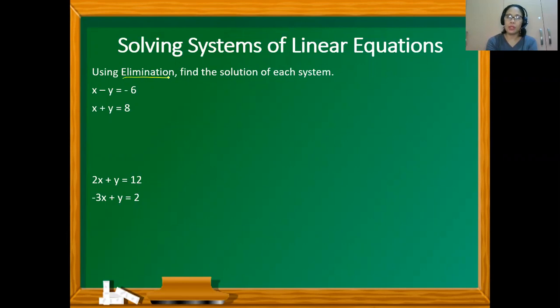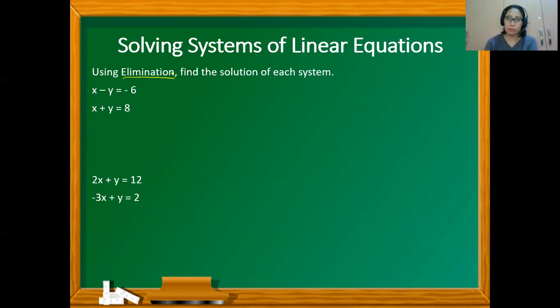When we say elimination method, our goal is to eliminate one variable and come up with an equation with one variable. That would be easier for us to solve for that variable. Once we have the one known variable, we can solve for the other variable also by substituting the value of the known variable in either of the equations.